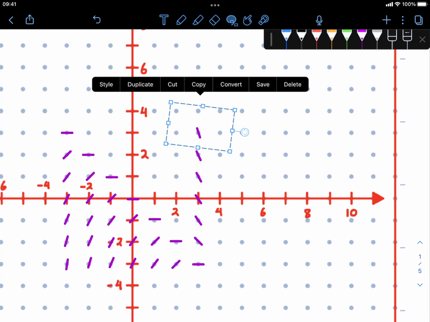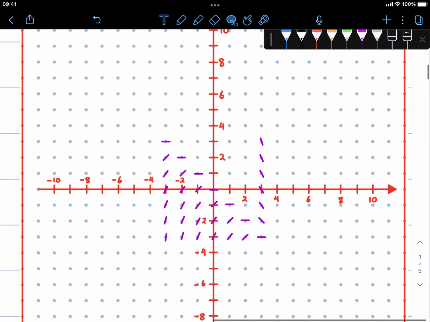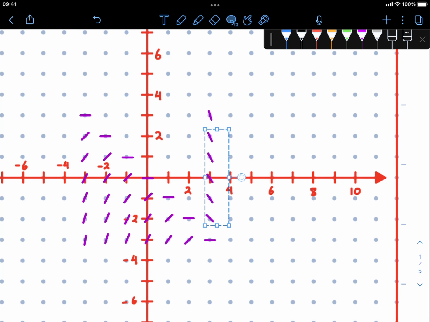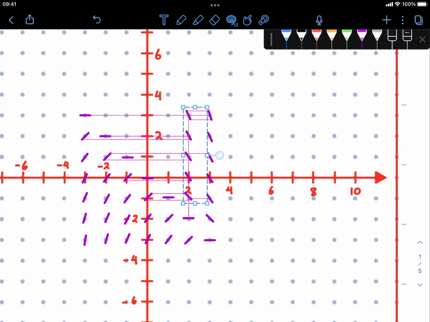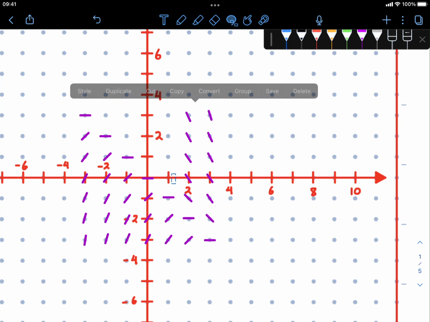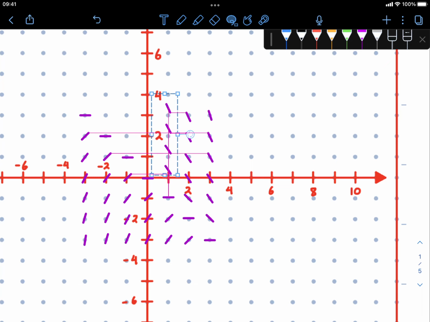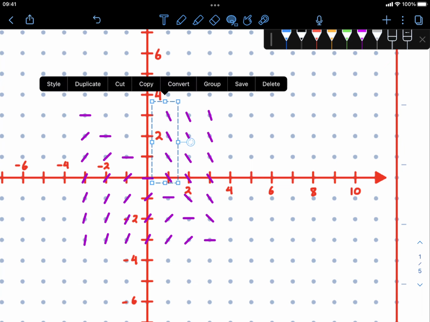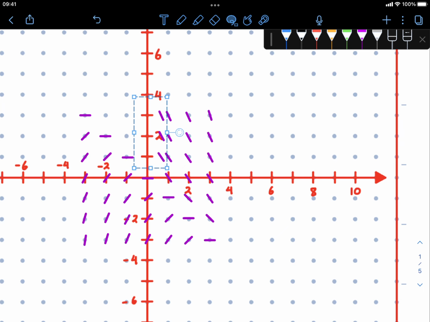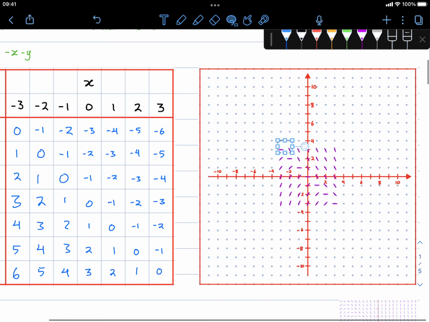And there we have it. And now since we have these derivatives or these tangents, I can just copy and move it along like so. So copying. There we go. Copying once again. And one more. And that there is our directional field.